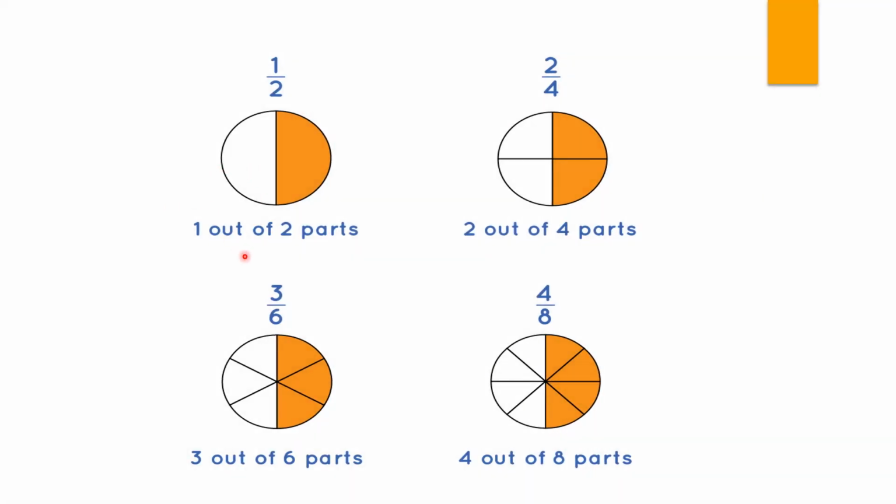Now children, see these pictures. In the first circle, total parts are 2 and out of that one part is shaded. So the fraction formed here is 1 by 2. In the second figure, total parts are 4 and out of that 2 parts are shaded. So the fraction formed here is 2 by 4. In the third figure, total parts are 6 and 3 parts are shaded. So the fraction formed here is 3 by 6. In the last figure, total parts are 8 and out of 8, 4 parts are shaded. So the fraction formed is 4 upon 8.